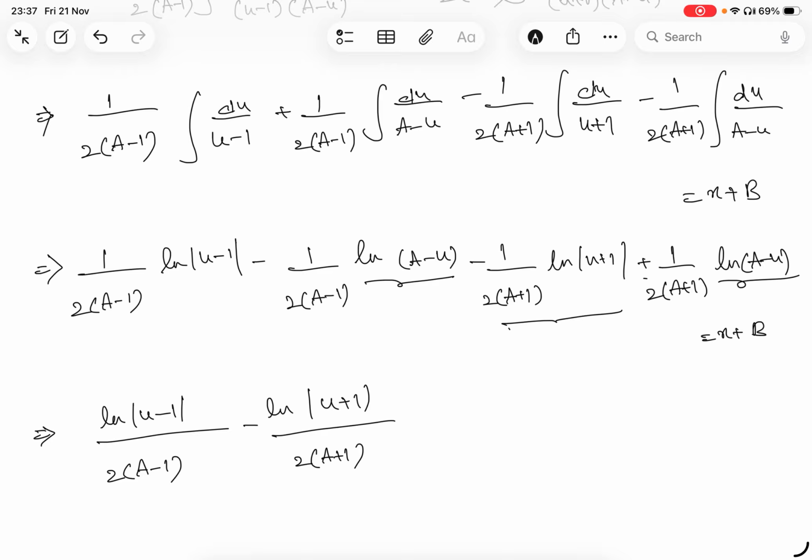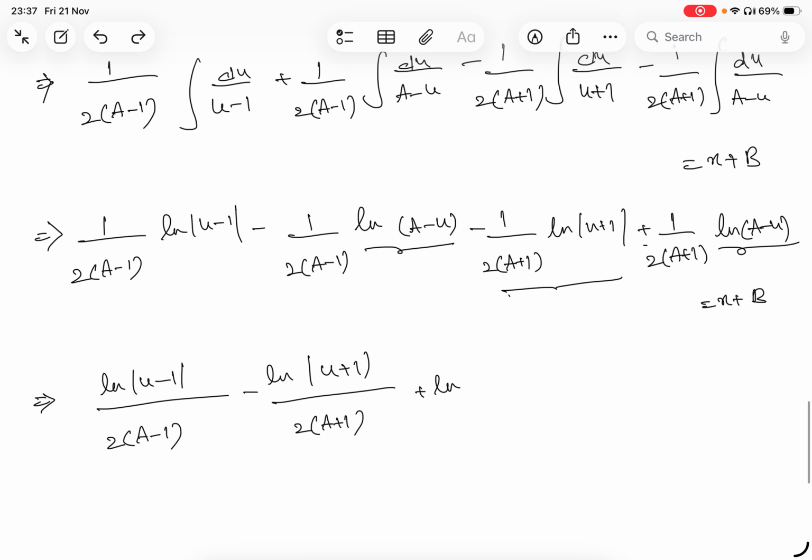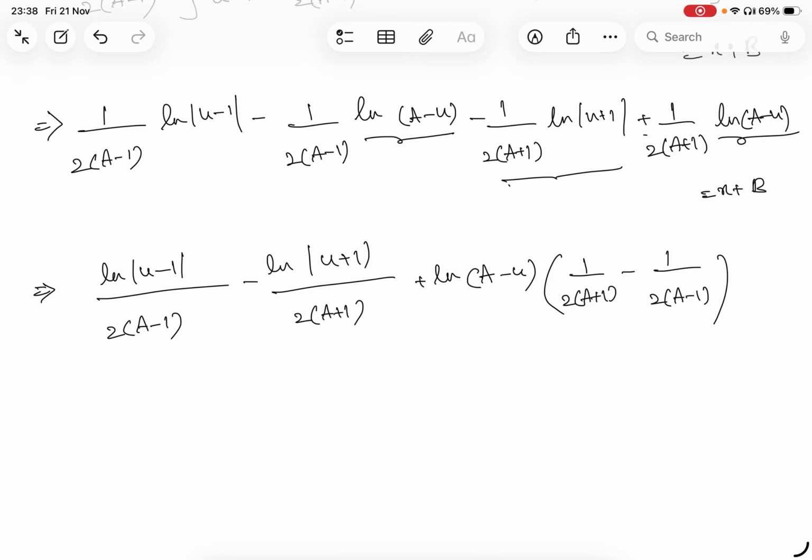ln of a minus u, fine, ln of a minus u into 1 by 2 into a plus 1 minus 1 by 2 into a minus 1, fine, which is equal to x plus b.